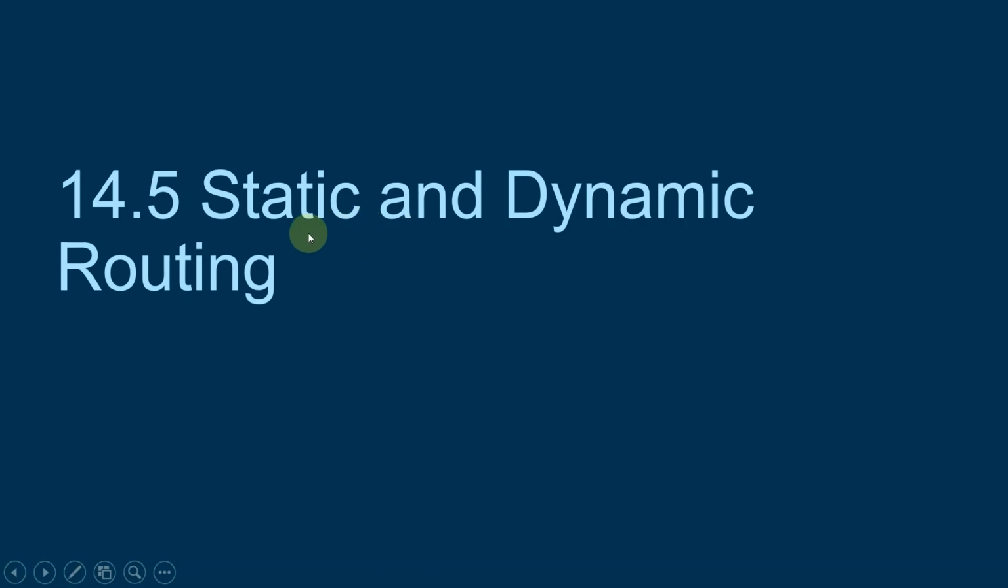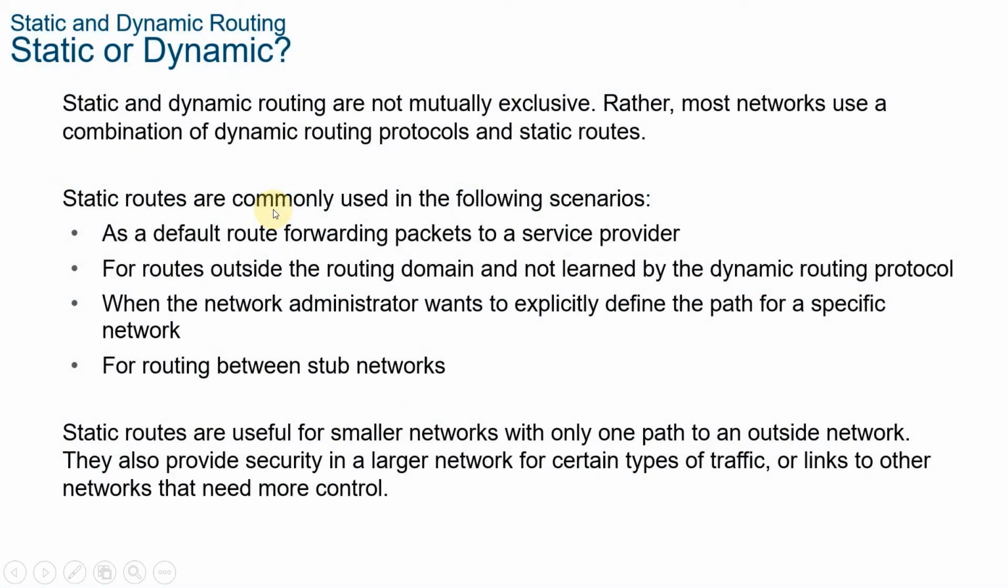All right, so how about static and dynamic routing? Are we going to use static or dynamic? Which one is for us? Now the previous topic discussed the ways that a router creates its routing tables. So you now know that routing, like IP addressing, can be either static or dynamic. Should you use static or dynamic routing? The answer is both. Static and dynamic routing are not mutually exclusive. Rather, most networks use a combination of dynamic routing protocols and static routes.